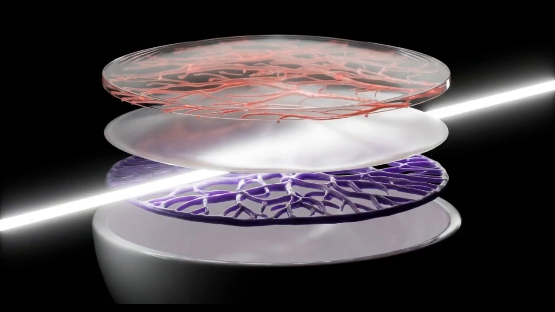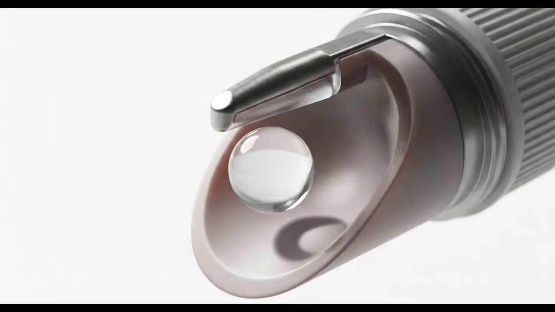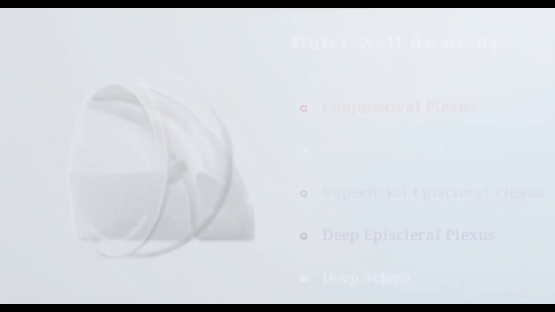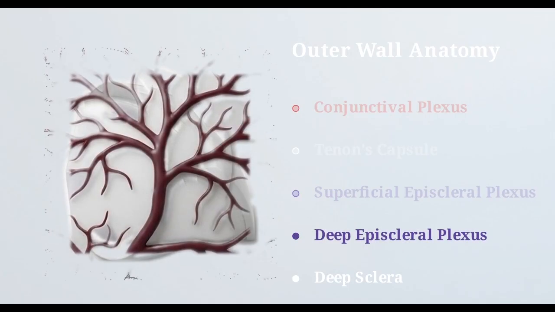The primary clinical mandate is to chemically isolate the true depth of the inflammation before tissue destruction begins. Differentiating these conditions requires mapping the eye's 3 distinct vascular strata from first principles and applying a targeted pharmacological stress test. The foundational structural layer of the globe is the deep sclera, composed of dense, irregular collagen fibers with minimal inherent blood supply. Resting immediately on top of that collagen is the deep episcleral plexus.